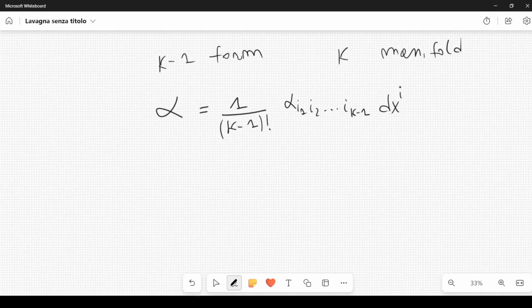Then we have dxi1 wedge ... wedge dxi(k-1). And notice that since the manifold is k-dimensional, these indices i1, ..., i(k-1) go from 1 to k. Now this form can be expanded, and by expanded I mean that we can sum over the indices i1, i2, ..., i(k-1), and therefore we can write it in the following fashion.